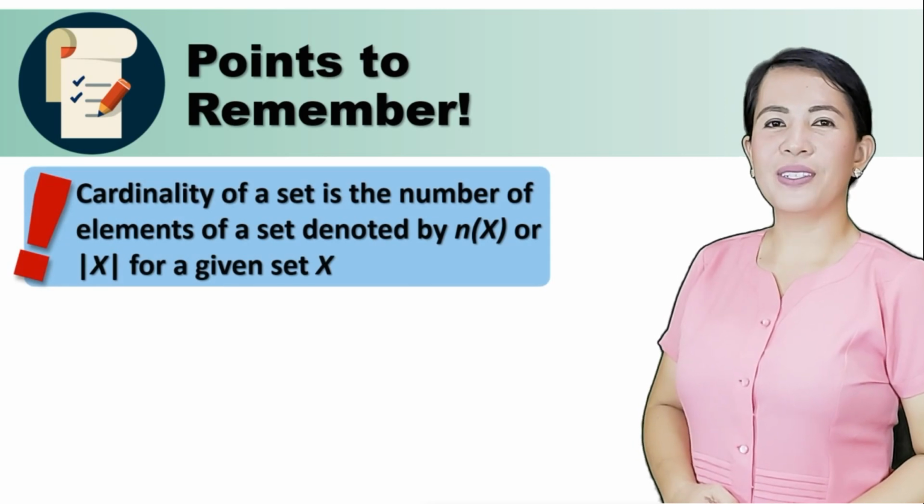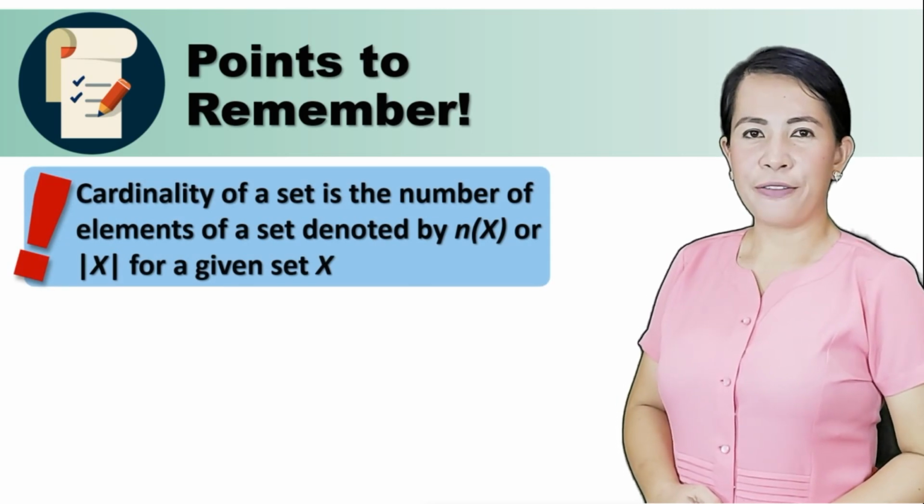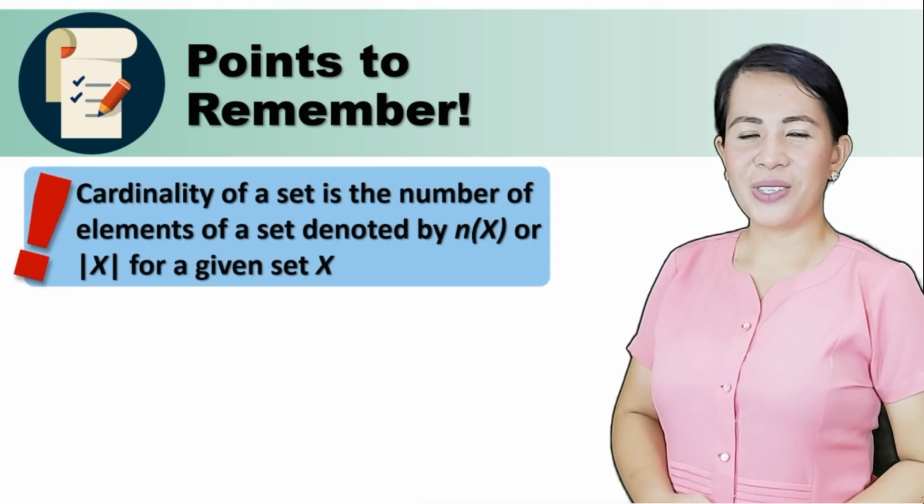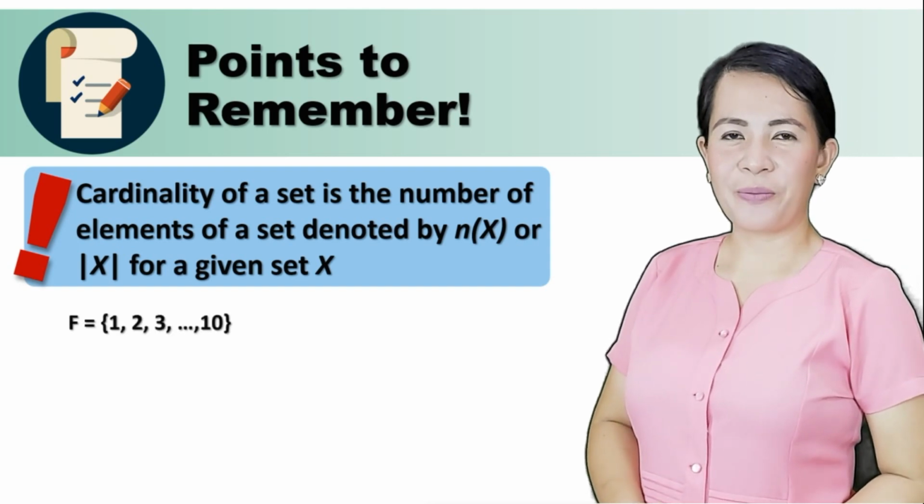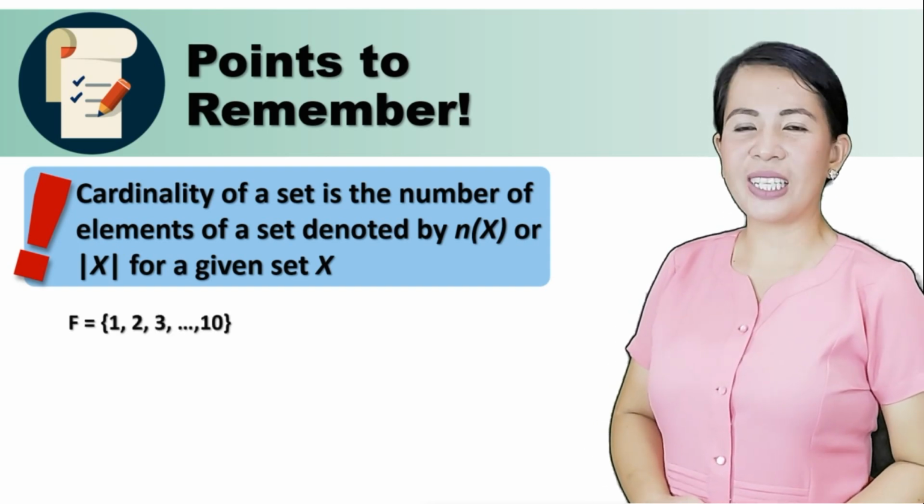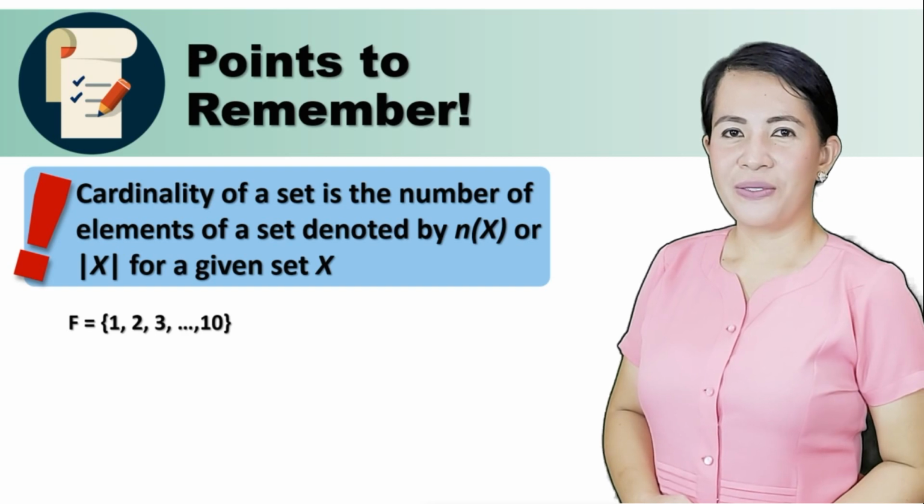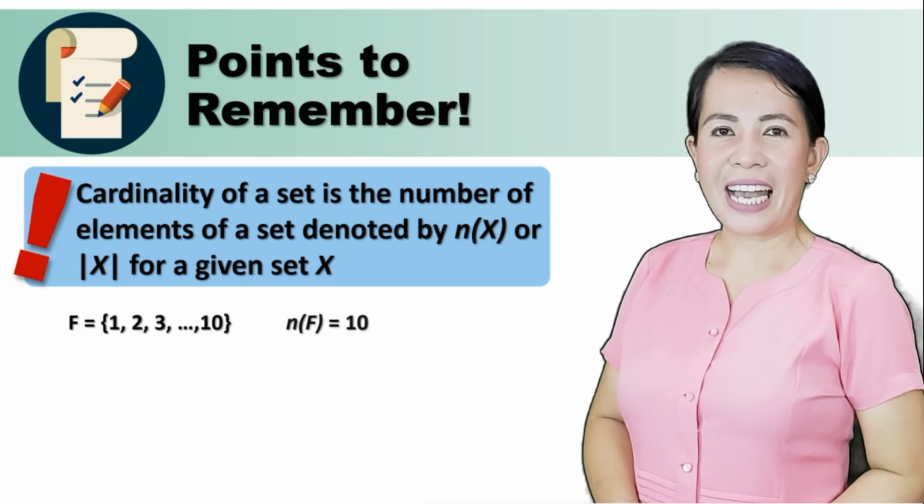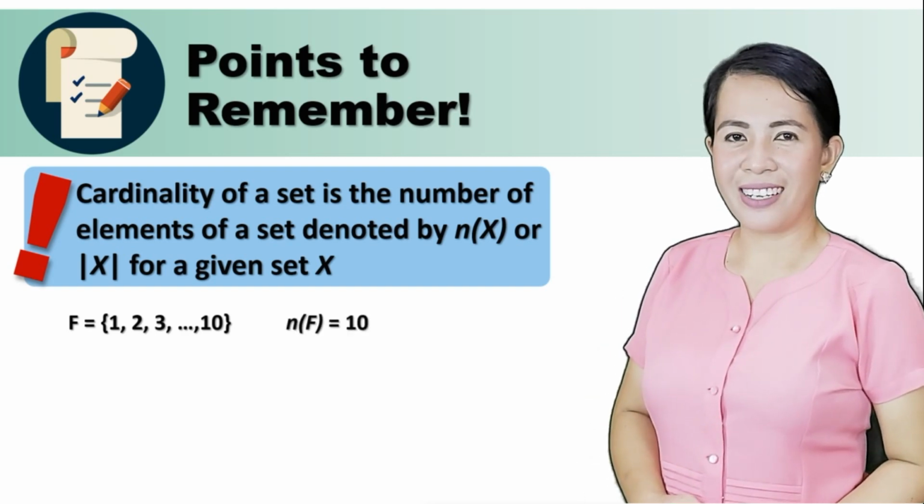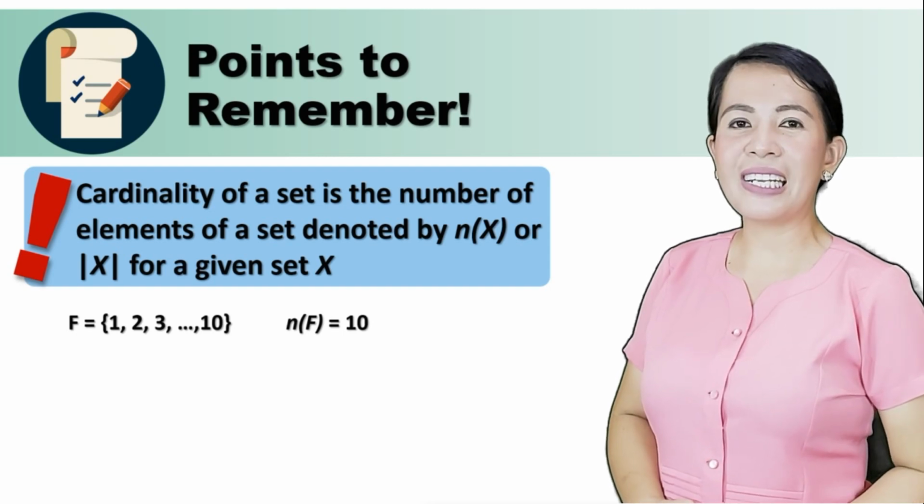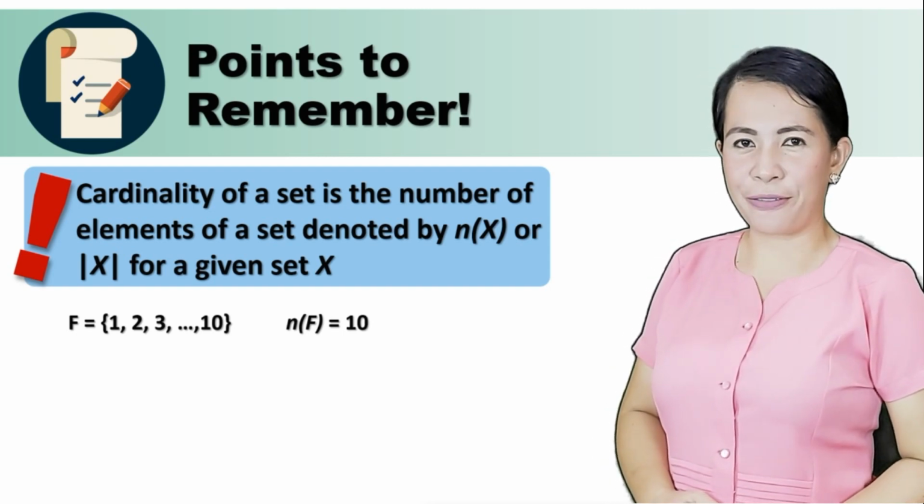Another example, set F contains 1, 2, 3 up to 10. What is its cardinality? Very good. The cardinality of F is 10, because there are 10 elements in set F.